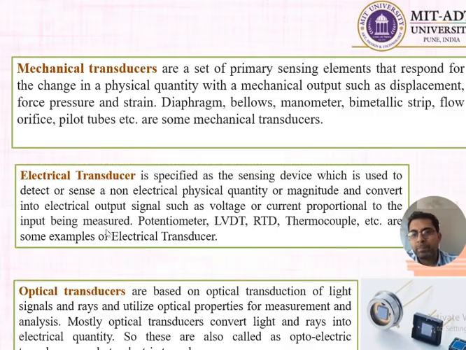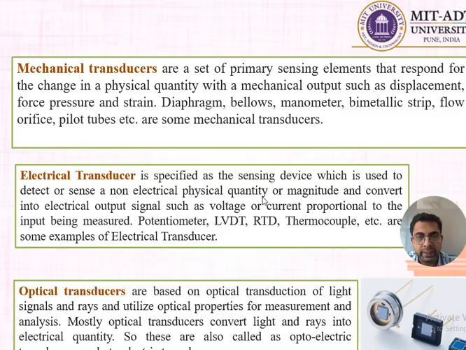Next, mechanical transducers are the set of primary sensing elements that respond to the change in the physical quantity with a mechanical output such as displacement, force, pressure, etc. And what are the examples of mechanical transducers? Diaphragm, manometer, pitot tube, etc.